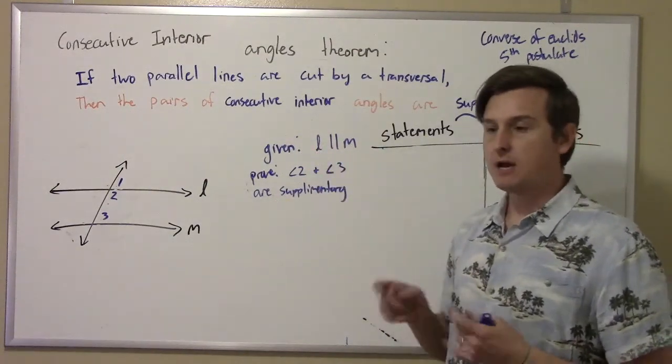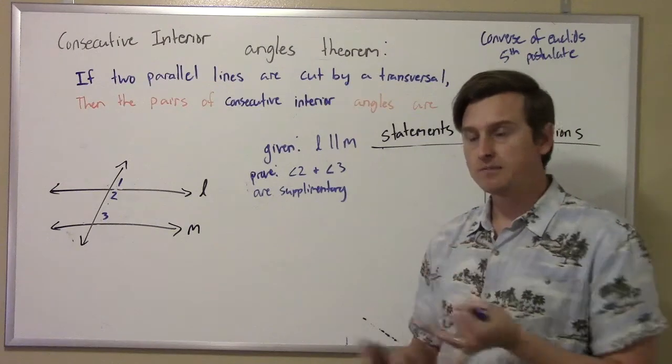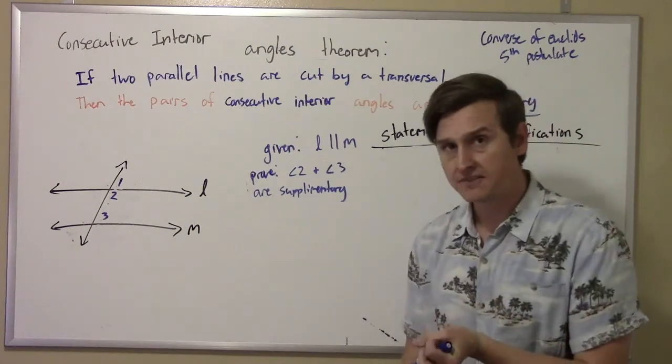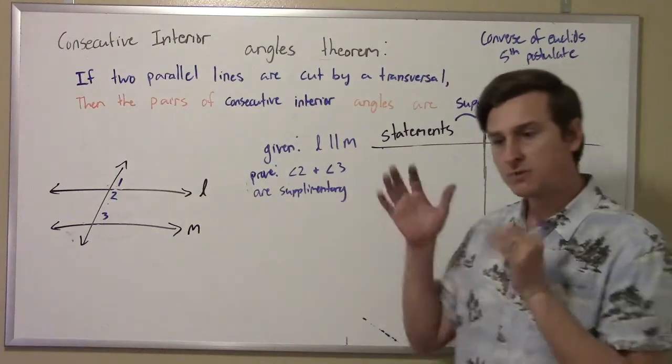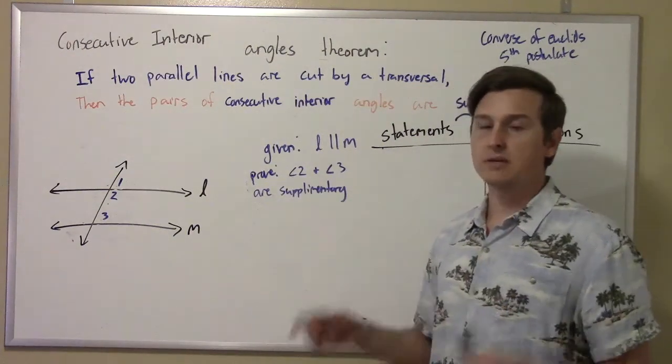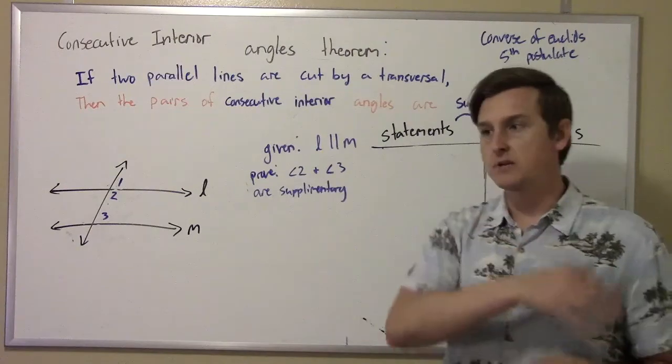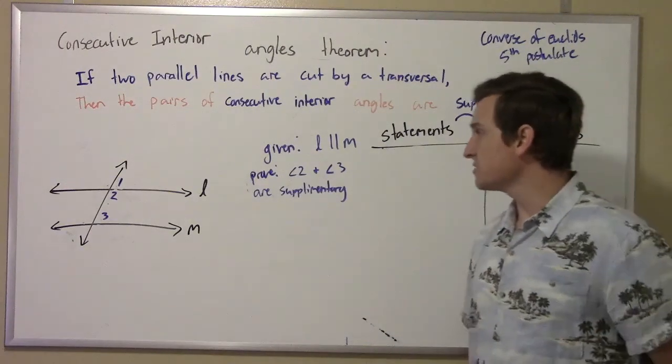So that theorem helps us with the alternate interior angles theorem, the alternate exterior angles theorem, and the consecutive interior angles theorem. So once we have the corresponding angles theorem, that's the important one, and all the other three kind of fall in a row like dominoes.